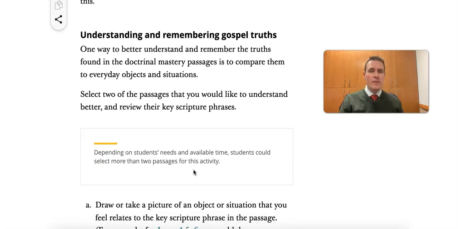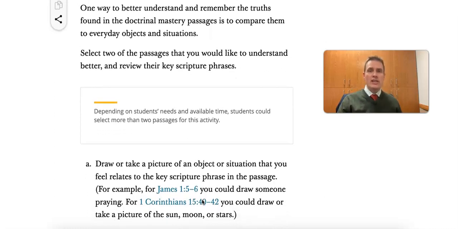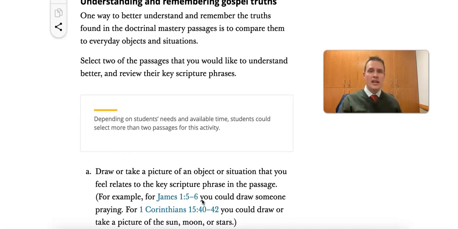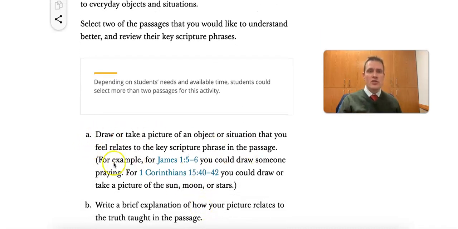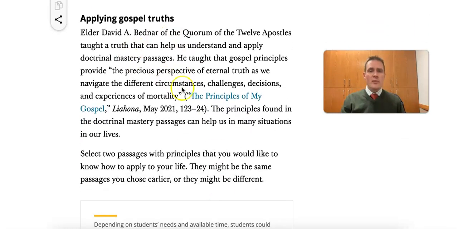The first lesson idea is simply to pick a Doctrinal Mastery reference with its key phrase and try to draw a picture of an everyday object or situation that is connected to or reminds us of that Doctrinal Mastery passage. So if your students like to draw, that would be a great way to review these Doctrinal Mastery passages. You would prepare for that by having pieces of paper with the Doctrinal Mastery reference written on the top. They can select the scripture that they want, and then they're trying to draw a picture that goes with the key phrase associated with that reference. Another quote here from Elder Bednar about applying gospel truths.